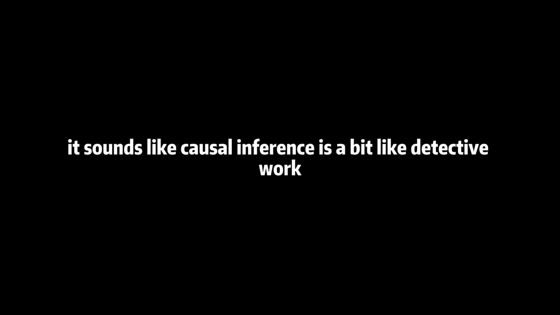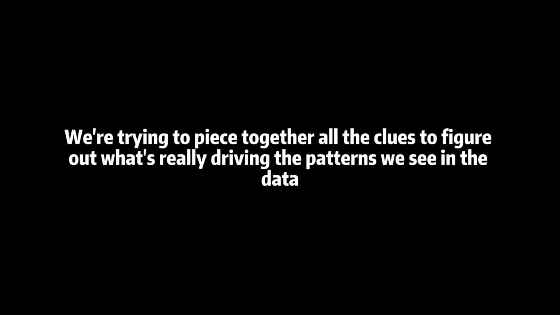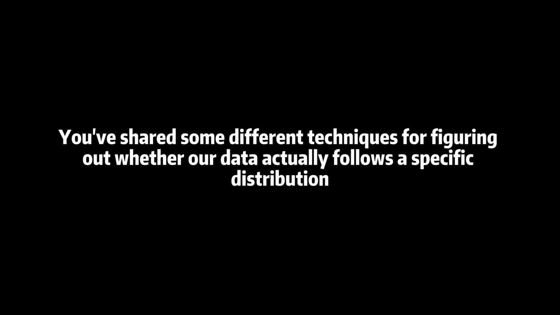It sounds like causal inference is a bit like detective work. We're trying to piece together all the clues to figure out what's really driving the patterns we see in the data. That's a great way to put it. It takes careful observation, a deep understanding of the data, and a willingness to consider alternative explanations and potential biases. Now let's dive back into the world of identifying data distributions. You've shared some different techniques for figuring out whether our data actually follows a specific distribution. Can you remind us why this is even important in the first place?